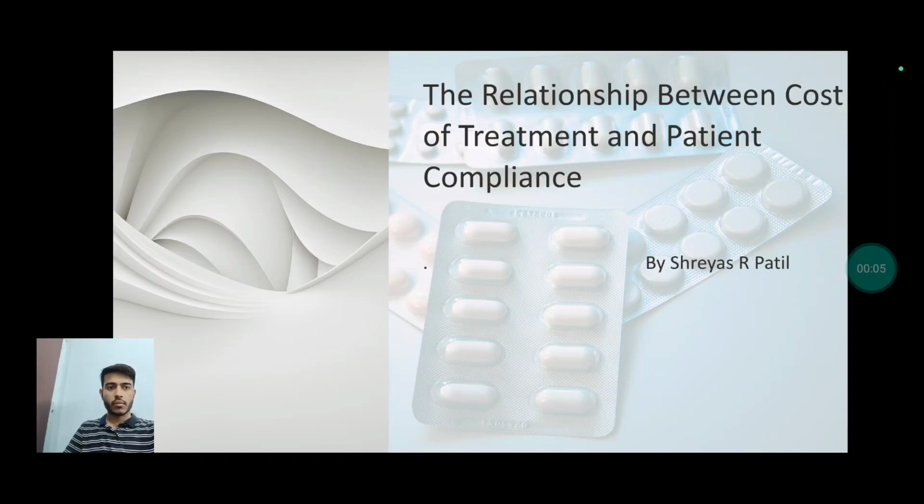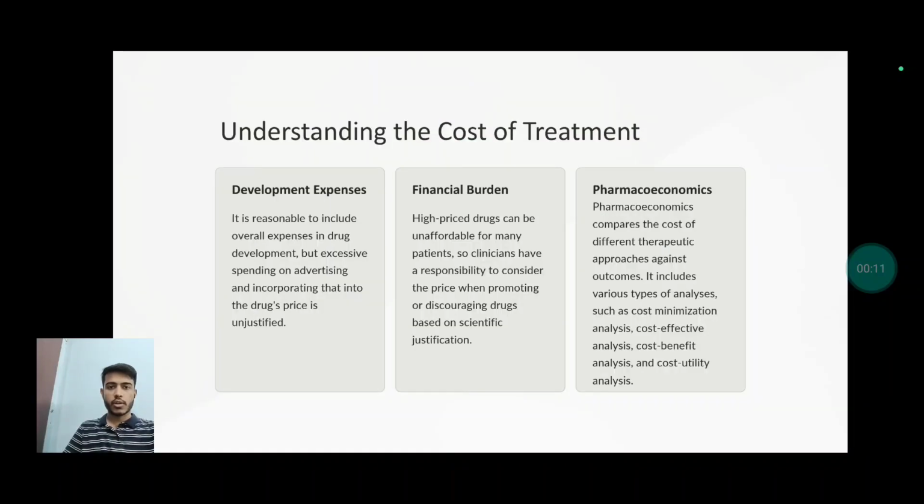Today I am going to discuss the EdCom module, the relationship between cost of treatment and patient complaints. So let's understand the term cost of treatment. We can categorize the term cost of treatment into three parts. Those are development expenses, financial burden, and pharmacoeconomics. What does development expenses mean?